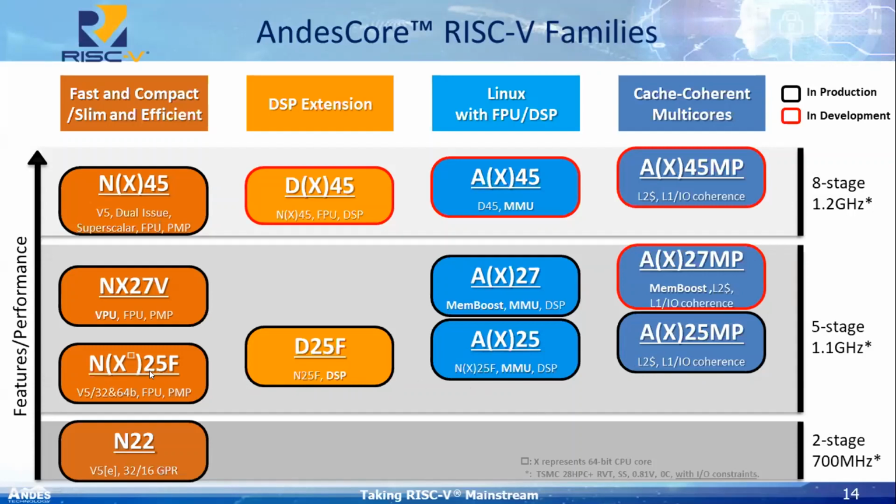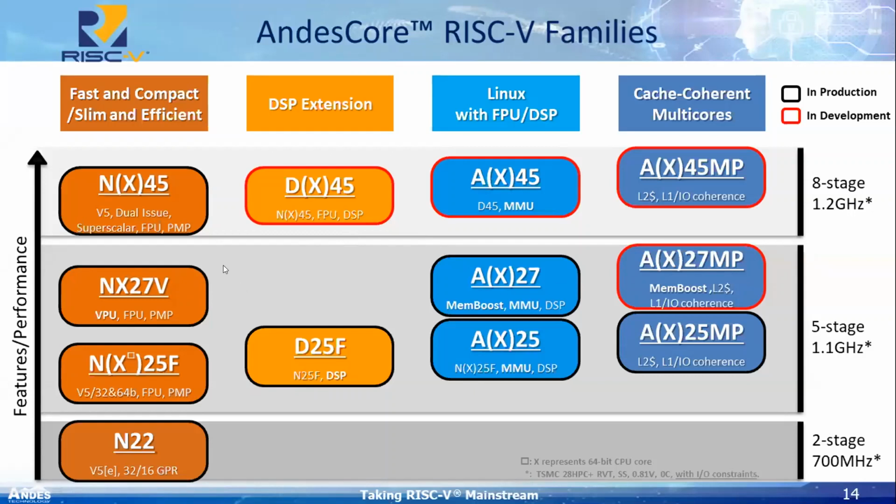All of these versions, except for the 22, but 25, 27, and 45, are available in a 32-bit version, or with the X, a 64-bit version. The 27 series is based on the 25 series, but we have done enhancements for the memory. 27 comes with a vector, and also the A27 and A27MP will have support for vector.